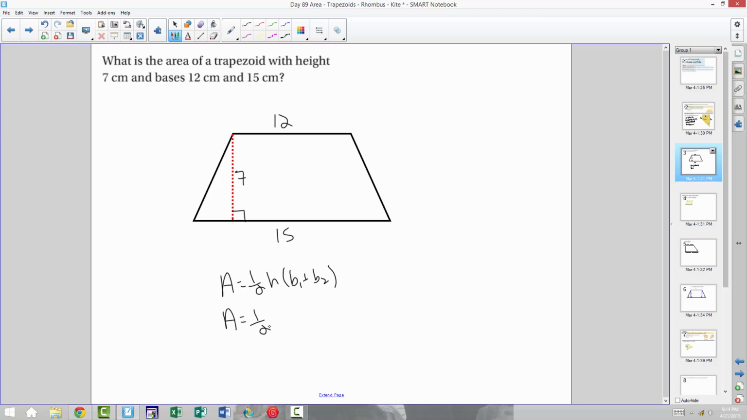So here is 7. Area equals half times the height times the sum of my bases. So substitute the numbers in. Again, 12 is B1, 15 is B2, 7 is the height, and I have 15 plus 12. So area equals half of 7 times 15 plus 12, which is 27. A half times 7 times 27 gives us 94.5. So area is 94.5 square centimeters.